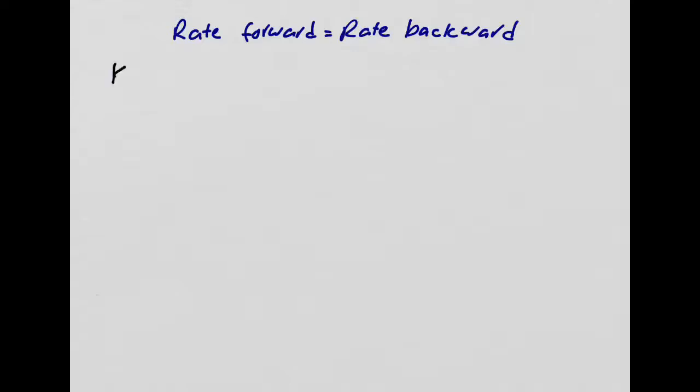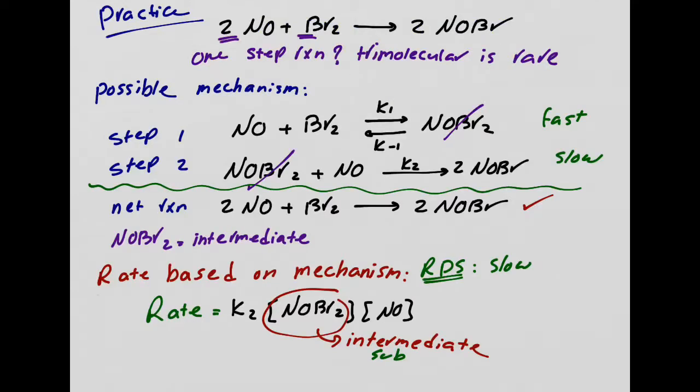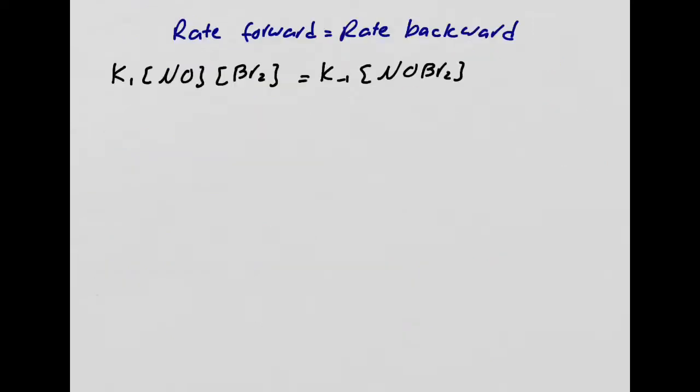So I'm going to write the rate constant for the rate forward. K1 times the concentration of NO times the concentration of Br2 equals, for the backward, K minus 1 times the concentration of NOBr2. Again, you know how to do this. For the rate law, concentration of reactant, for an elementary step I can use the coefficient. For the backward, again, concentration of the reactant. Nothing fancy whatsoever.